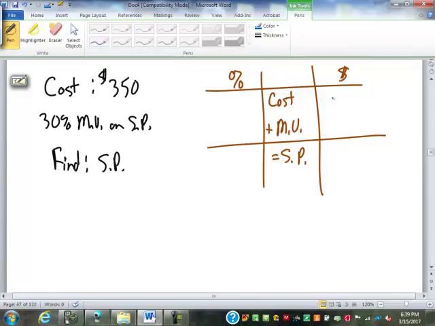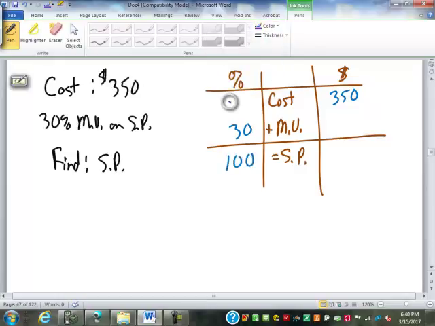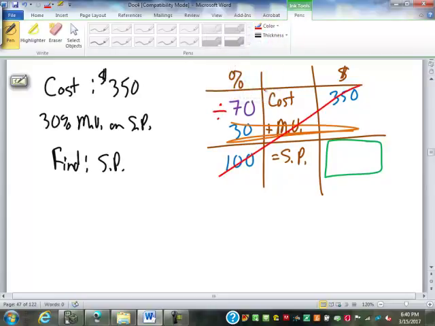So we have the $350 goes on the cost. 30 goes on the percent side of the markup. And 100 goes the selling price. This is 70. We're looking for dollar selling price. So we are going to eliminate the middle row here this time. 100 times 350 divided by 70 is a $500 selling price.